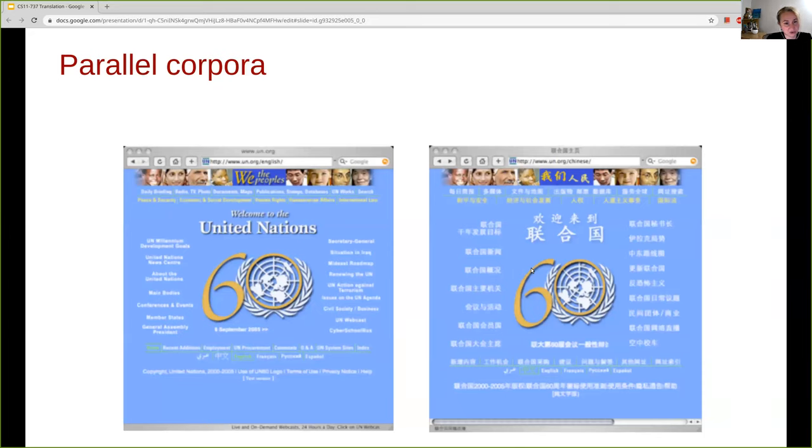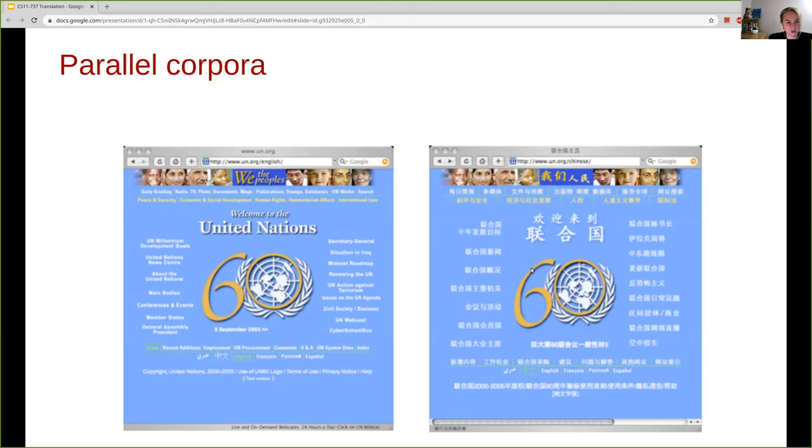Fortunately, there are a lot of organic ways in which these parallel corpora can be created. So there are governments, as I mentioned, that create translations, for example, to all European languages. And there are countries that have several official languages, for example, Canada, and then many documents have to have parallel versions in English and in French, for example, parliamentary proceedings.